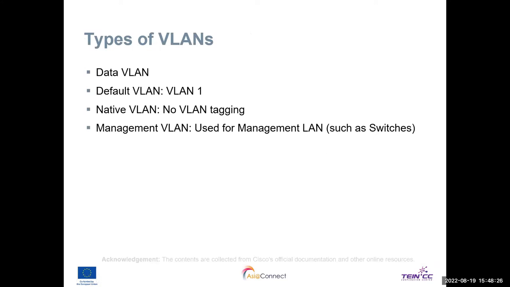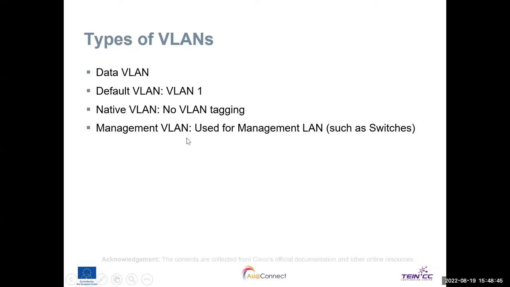And the next is types of VLAN. So what are the different types of VLAN? You can write it down. We have data VLAN. The next one is default VLAN. And we have two other VLANs, which are native VLAN and management VLAN.